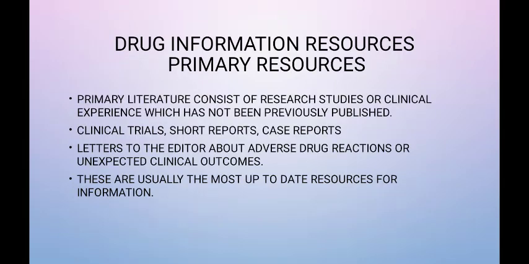Now drug information primary resources. Primary literature contains research studies and clinical experience which has not been previously published. Drug information primary literature can consist of research studies or ongoing clinical trials, short reports, case reports, letters to the editors about adverse drug reactions and unexpected clinical outcomes. These are usually the most up-to-date research information. You have to check the clinical trial, short report or case report for the primary source of drug information.